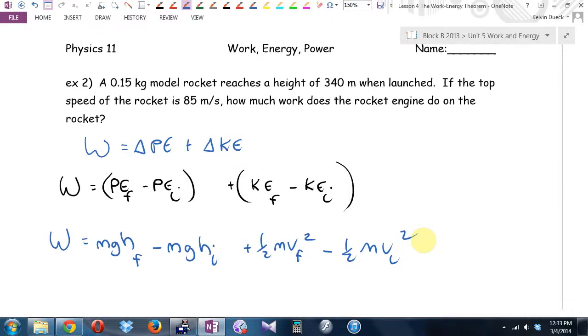Are any of these 0? Which initial? Oh, we start out on the ground at rest, so you're saying I can cross that out. In fact, I probably could have crossed it out on the previous line. Okay. Oh, we're starting out on the ground?